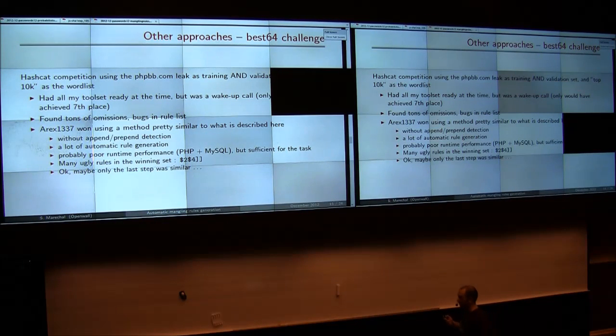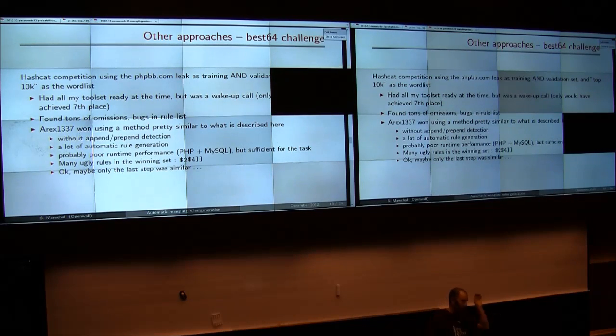So there are others that have been doing that, and for example, the best known and actually only known challenge that I know of is the best64 challenge, which was launched in the Hashcat community. You had the PHPBB leak, and you had to find a set of rules to apply to a word list that is called top 10K, and you had to crack as many passwords as possible. When the contest started, I already had all that ready for 6 months. So I was like, I'm going to be really good at this contest.